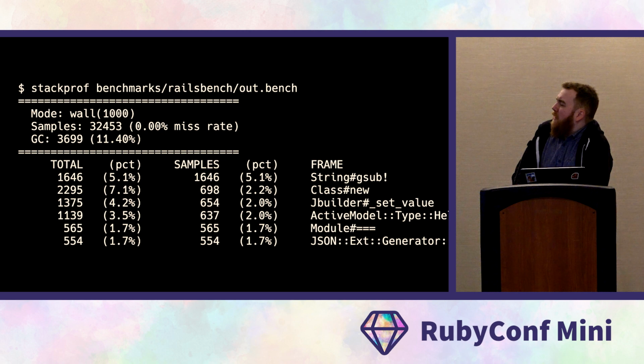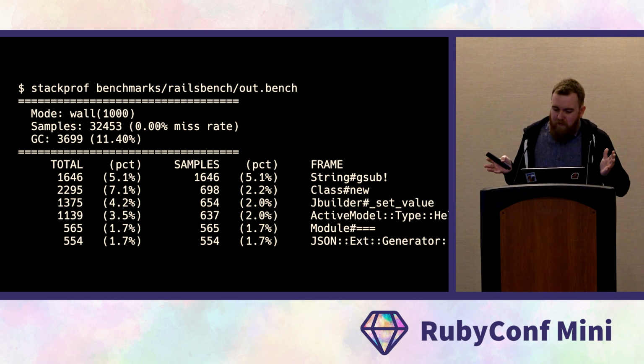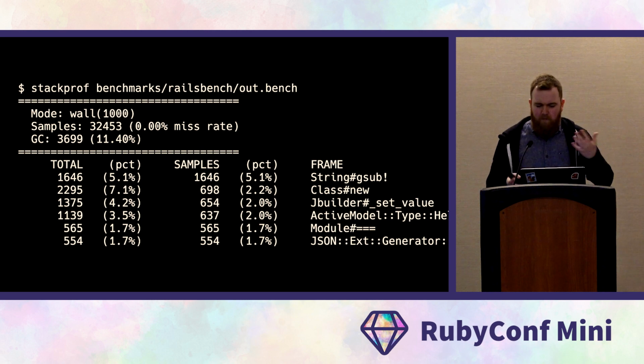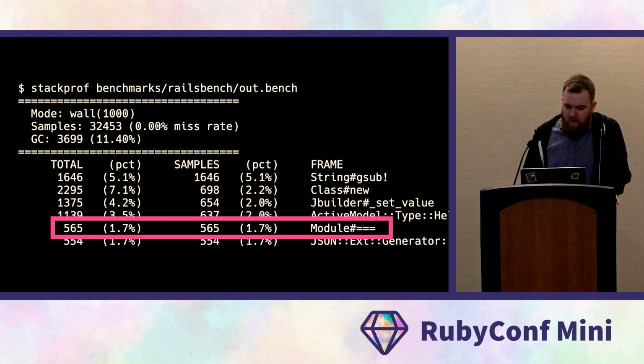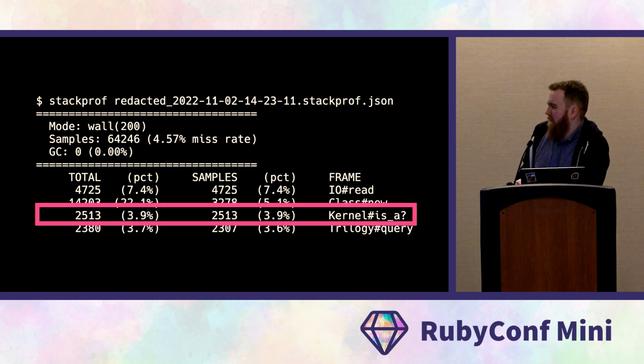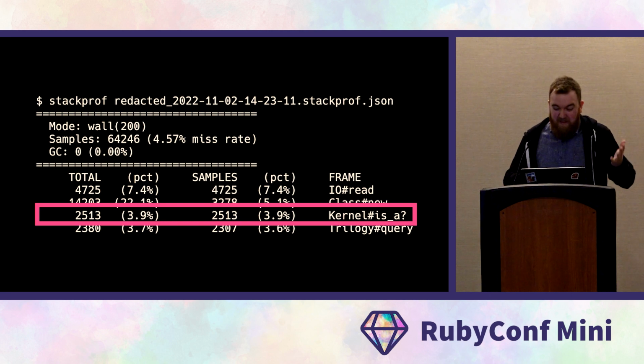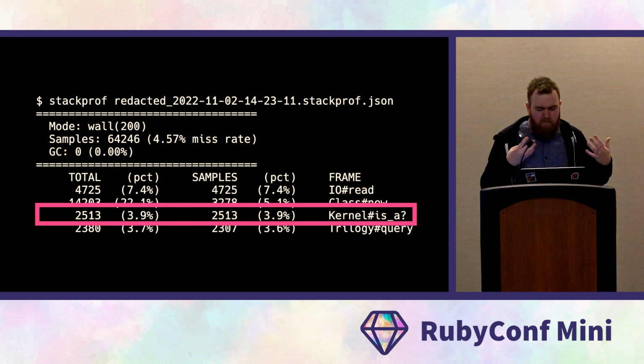We like to benchmark a lot with railsbench, which is a benchmark of a very simple Rails app. It just has a couple of endpoints, and it hits them randomly, thousands of times. And if we run StackProf against that, it shows us that Module#=== takes 1.7% of runtime. And here's one I got from github.com in production where is_a? was taking almost 4% of time, which is wild. This page wasn't typical, but it continually seemed like something that was slower than you'd think it would be.